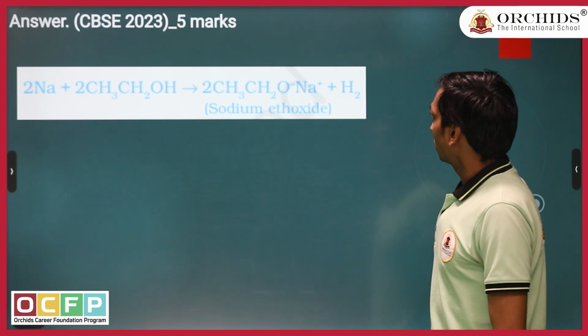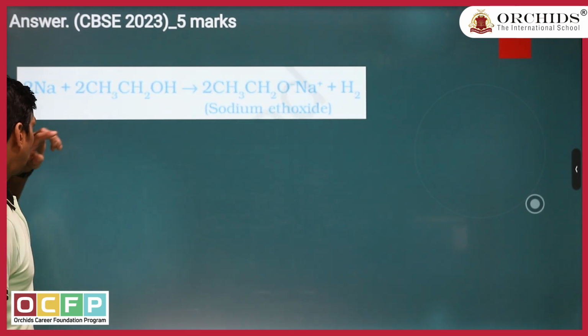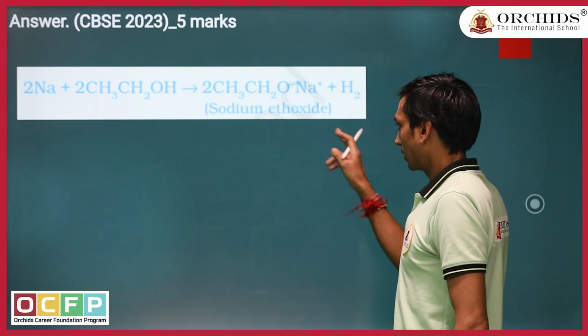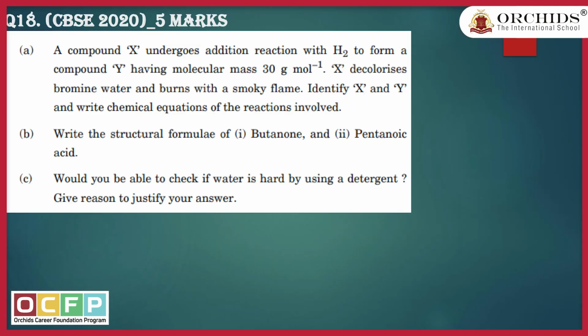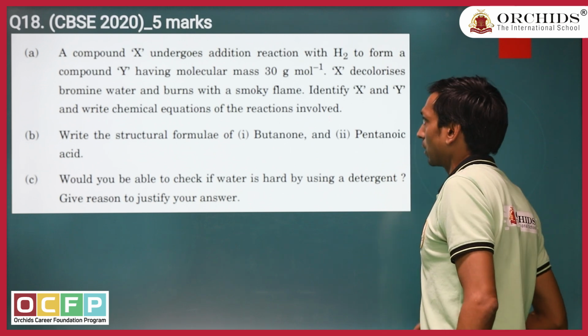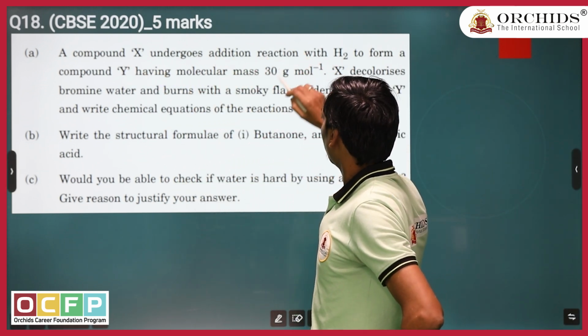So the next reaction is when we drop sodium in an alcohol, that leads to the formation of sodium ethoxide plus hydrogen in the balanced equation. Next, a compound X undergoes addition reaction with hydrogen. So we are having some compound X. We don't know what that compound is, but some information is given. X undergoes addition reaction with hydrogen.